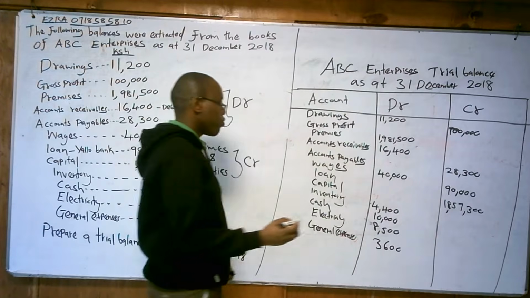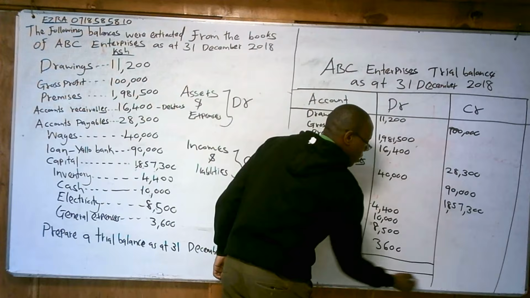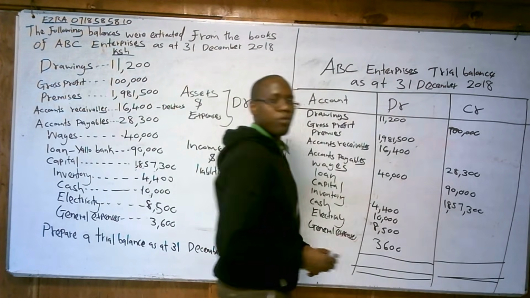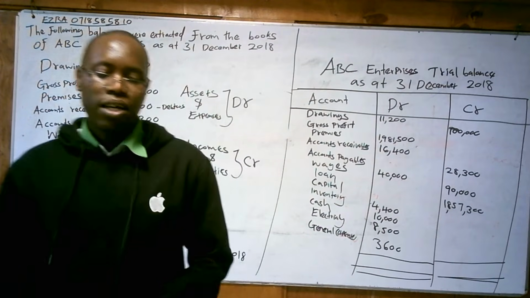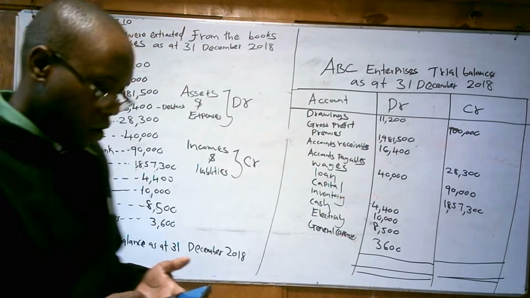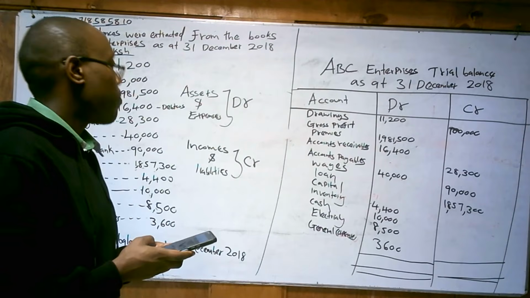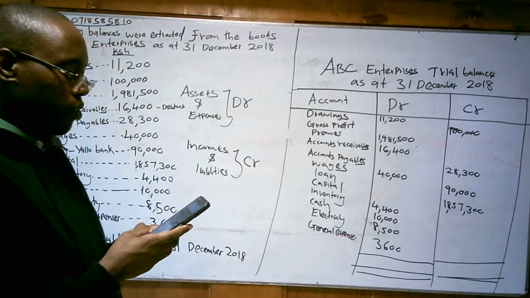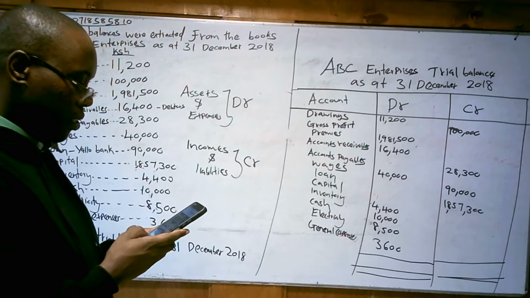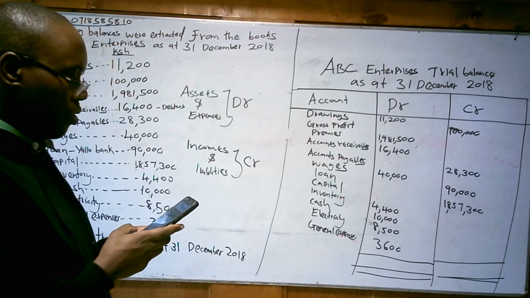And then what we are supposed to do now is add, in order to get the totals on both sides. On both sides we are going to add, and the trial balance is supposed to balance. So now, if I add quickly, this trial balance is supposed to balance at the amount that I'm going to get here.